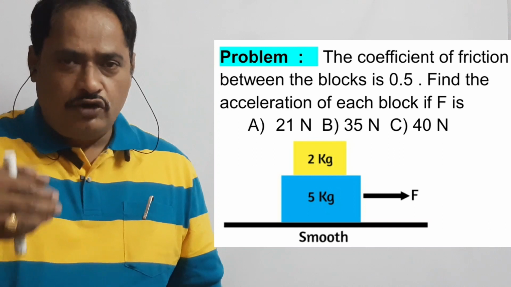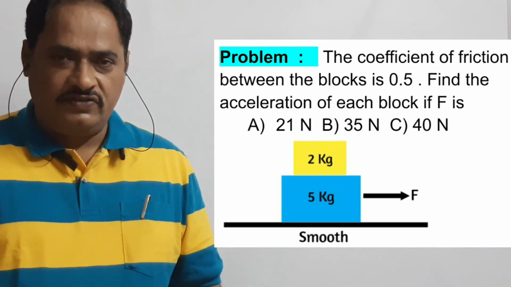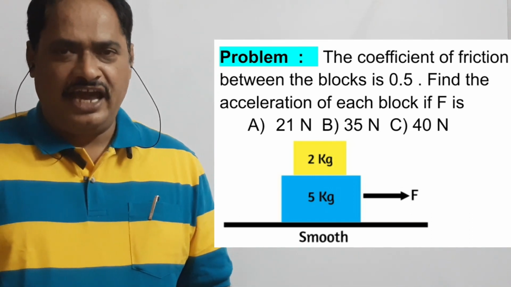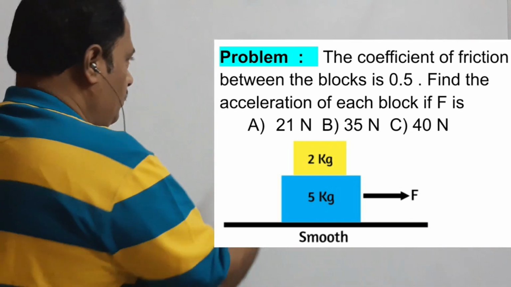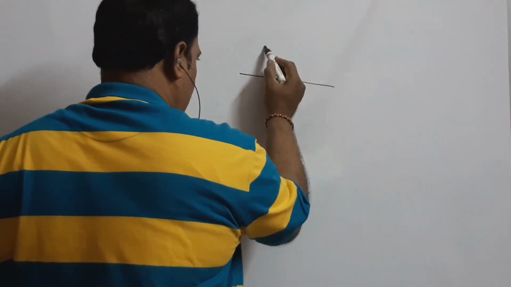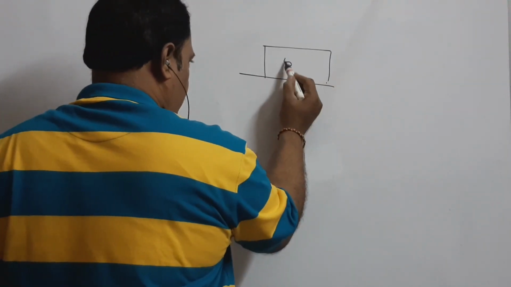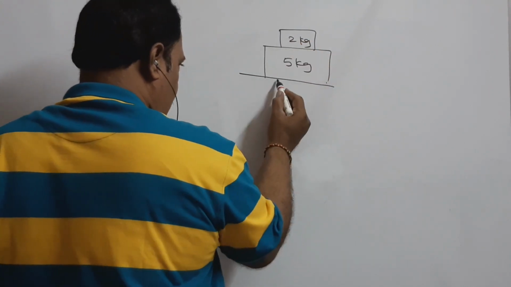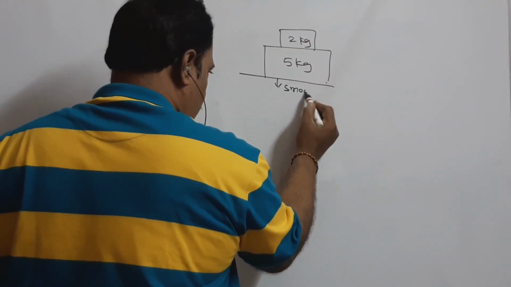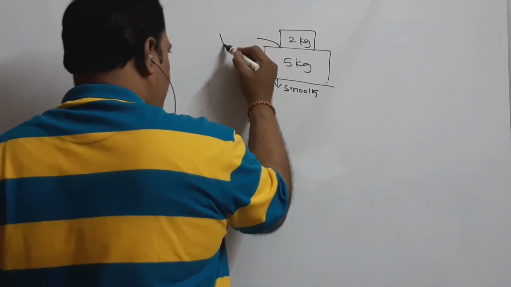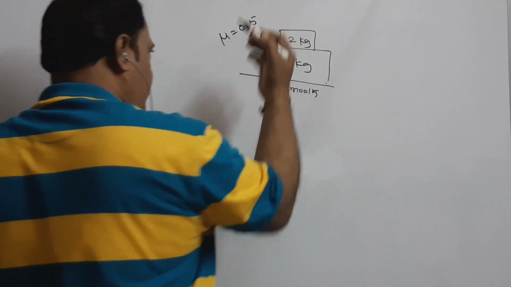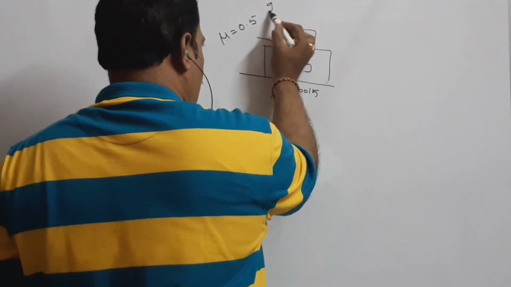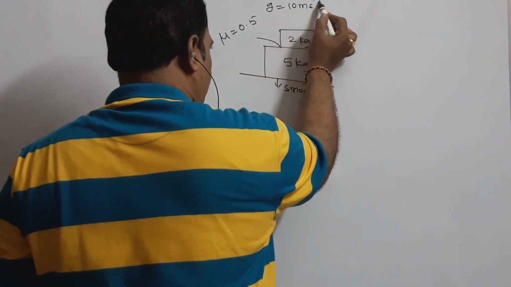That means we have to analyze the motion of the blocks with various forces so that we can calculate the acceleration. Now, in the first case, this is 5 kg, this is the upper block, 2 kg. As I said, this is a smooth surface. The coefficient of friction between these two blocks is mu equal to 0.5. Acceleration due to gravity g equals 10 meters per second square.